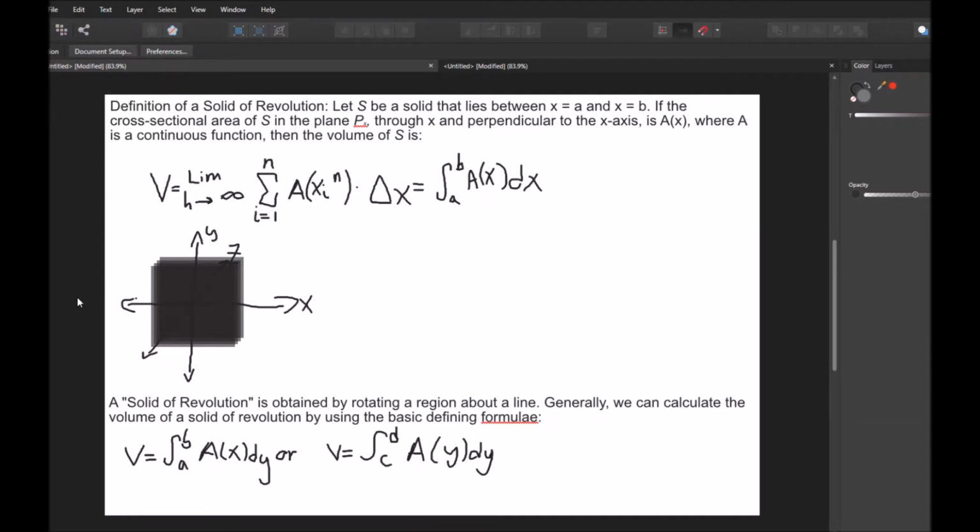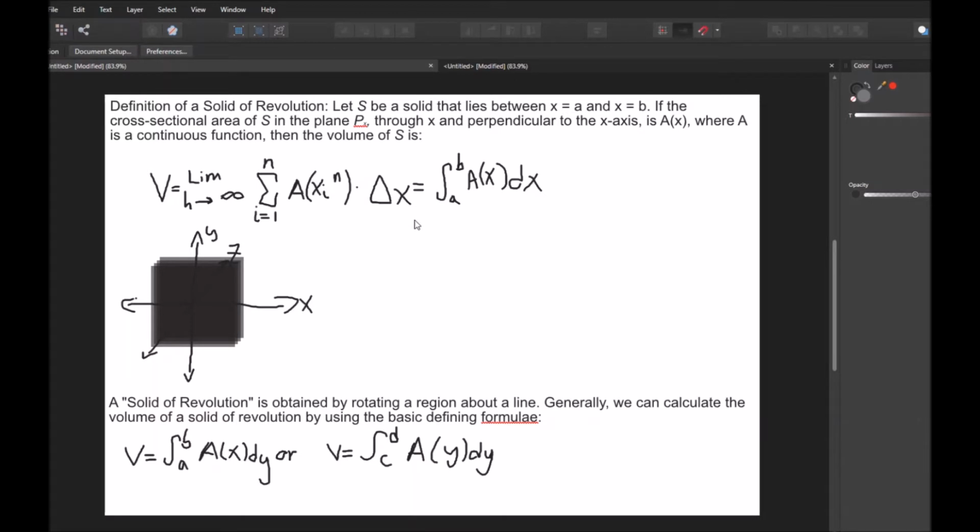Well, if we let S be a solid that lies between x equals a and x equals b, if the cross-sectional area of S in the plane P of x through x and perpendicular to the x-axis is the function A of x, where A is a continuous function, then the volume of S can be represented by this formula here, which basically says the volume is equal to the limit as n approaches infinity of the summation starting at i equals 1 and going to n of A of x sub i times delta x.